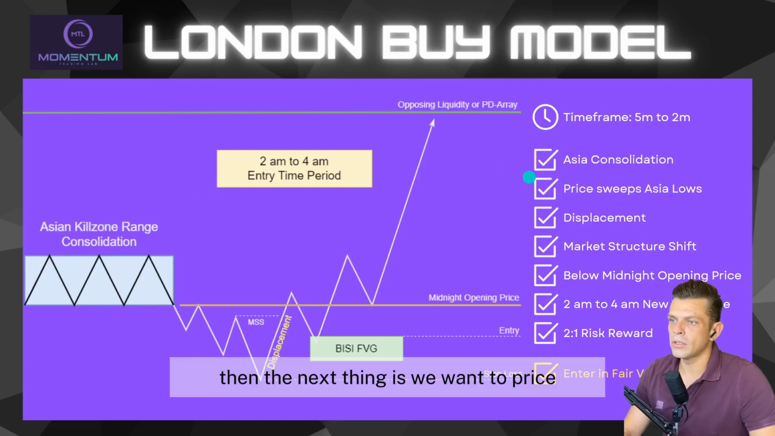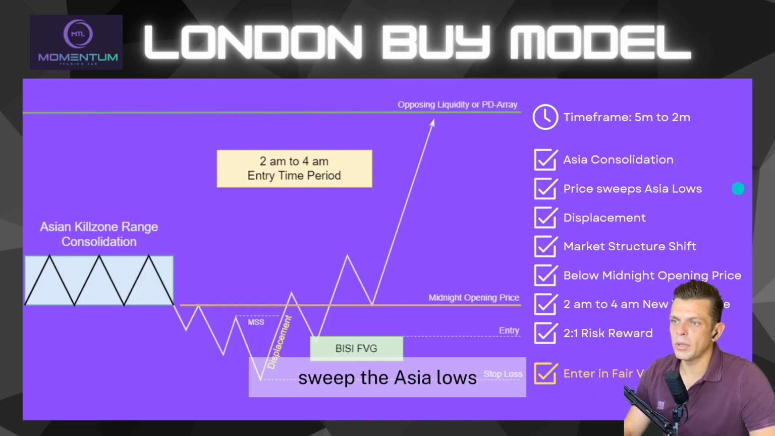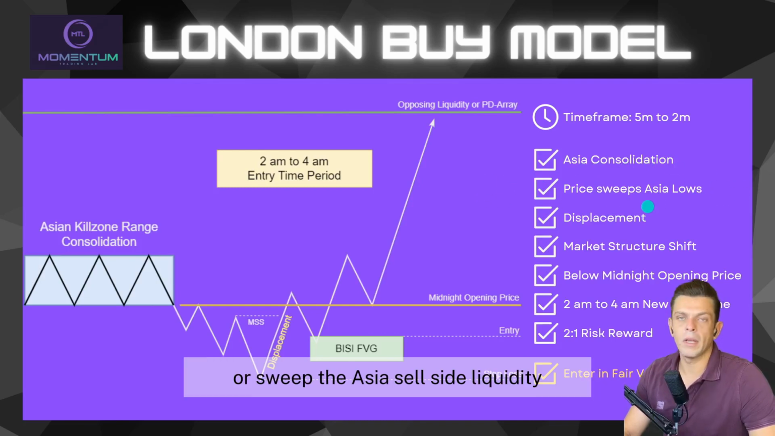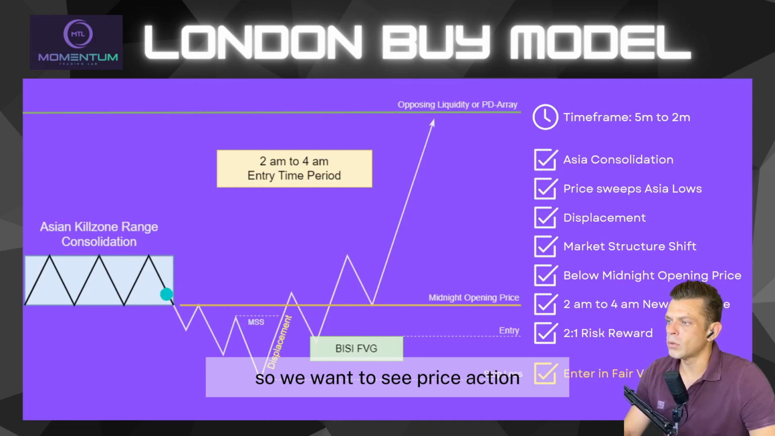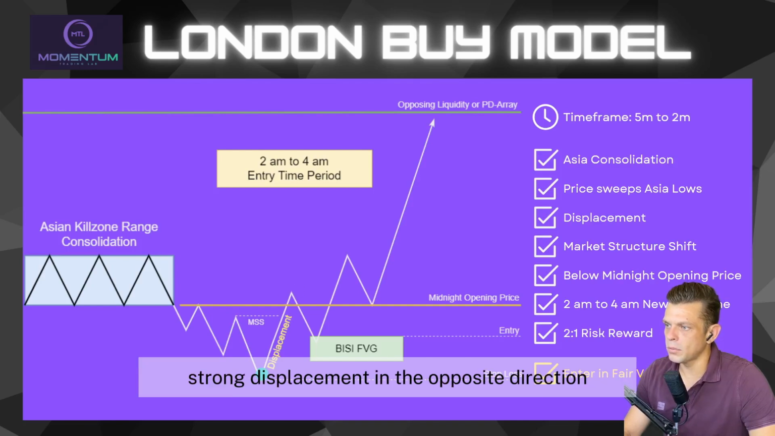Then the next thing is we want to see price sweep the Asia lows or sweep the Asia sell side liquidity. So we want to see price action dig into this pool of liquidity. And then we want to see strong displacement in the opposite direction. That gives us a bullish market structure shift.